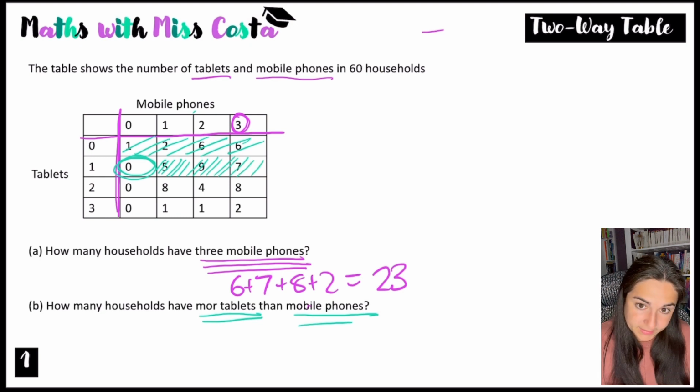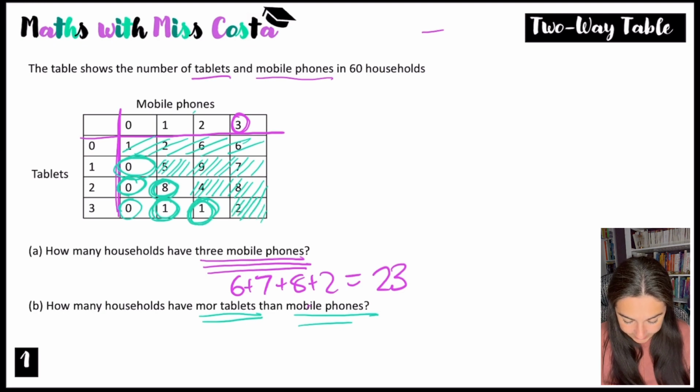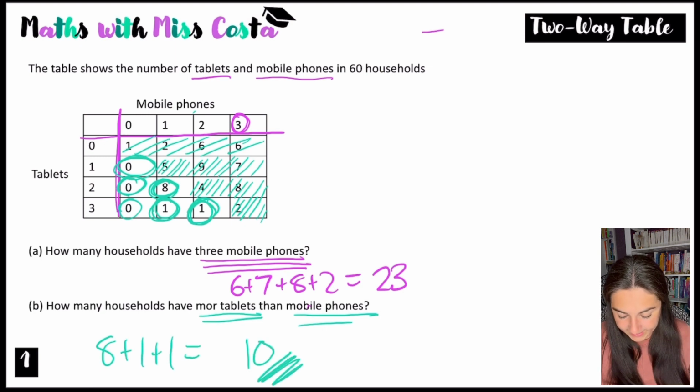If I had 2 tablets and no mobile phones, then that is more than mobile phones. If I had 2 tablets and 1 mobile phone, that's also more. 2 tablets and 2 mobile phones, no. If I had 3 tablets and no mobile phones, that's more. 3 tablets and 1 mobile phone, that's more tablets than mobile phones. If I had 3 tablets and 2 mobile phones, that's also more. So all of those count. So let's add them together. 8 plus 1 plus 1, I don't need to add the zeros, is 10 households.